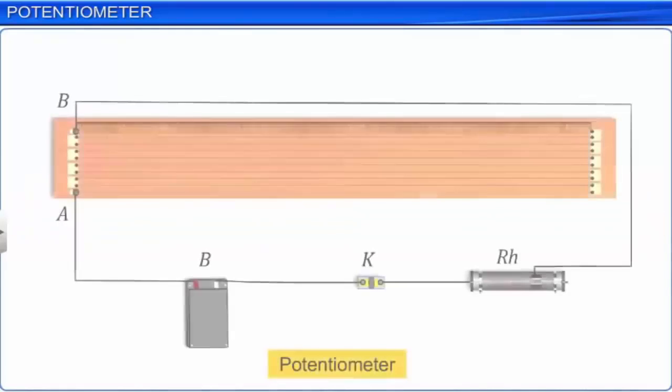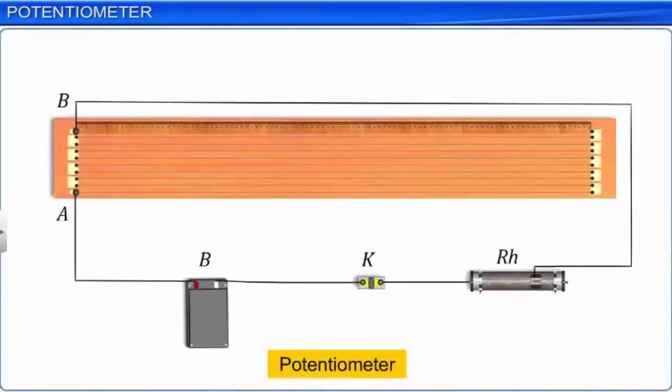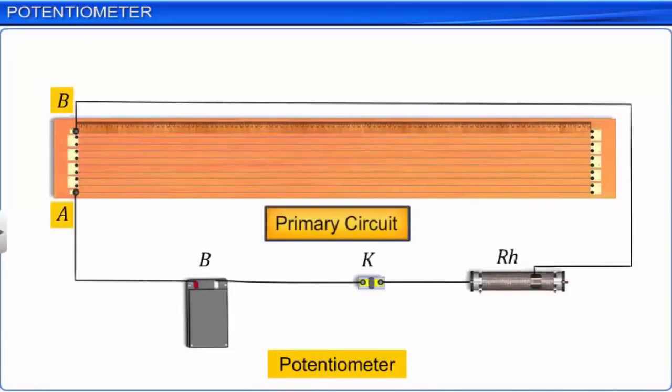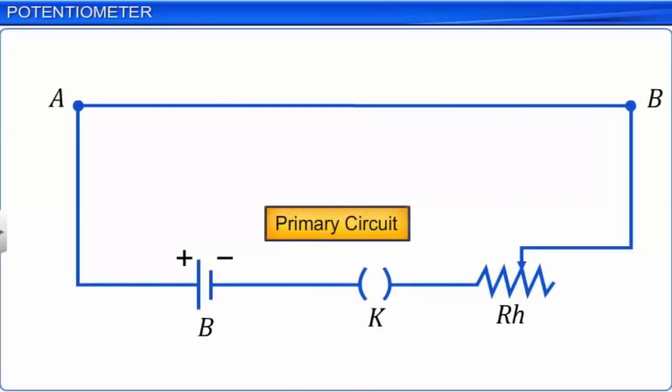The endpoints of the wire, say A and B, are connected to a primary circuit consisting of a battery, B, a plug key, K, and a rheostat, RH. Here is the circuit diagram of the circuit we have just described. The end A of the potentiometer wire is connected to the positive terminal of the battery. The end B is connected to the rheostat.